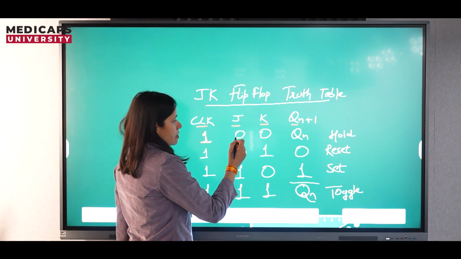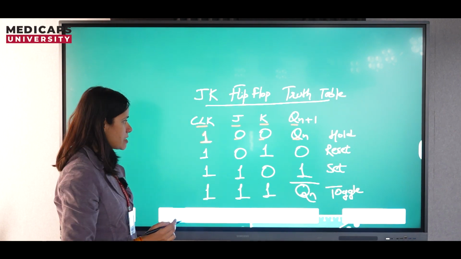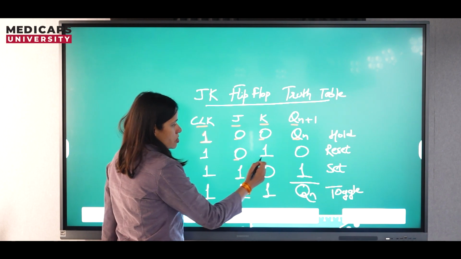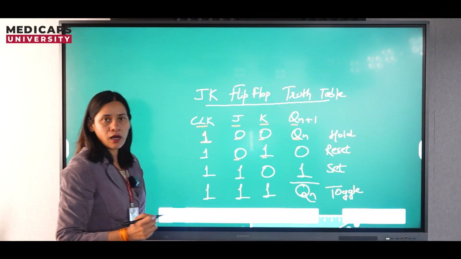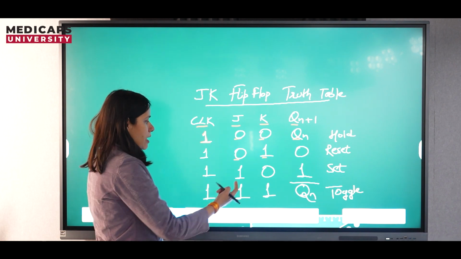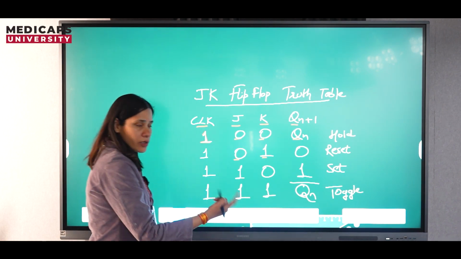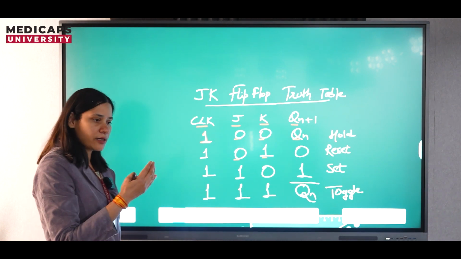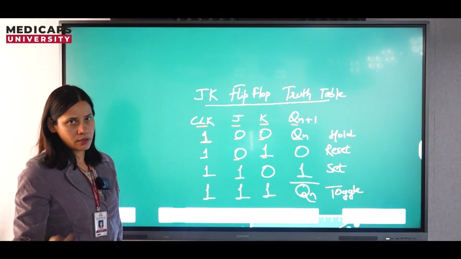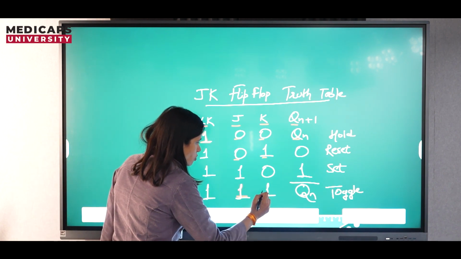So JK, when they are 0 0, you get the output as same as previous, so it's written Qn. And when the JK inputs are 0 and 1, then you get an output as 0. When it is 1 0, you get an output as 1, and in case of 1 1, you get a toggled output. Toggled output means if the earlier state was 1, now you'll get 0. If it was 0, you'll get 1. So it will keep on toggling. This is what we have used.